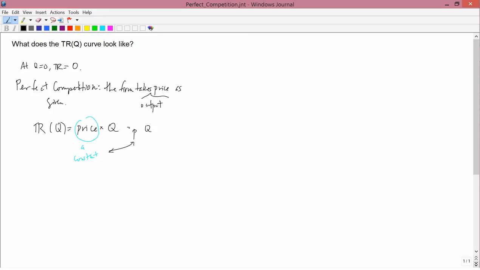Therefore, the total revenue curve looks like this. It's a straight line going through the origin, because the graph of a straight line going through the origin is a constant times the variable that's on the horizontal axis, so P times Q. So under perfect competition, the total revenue curve looks the way I've drawn it.